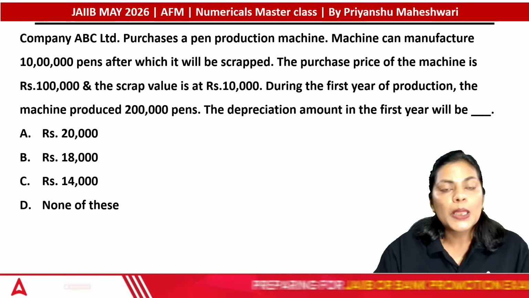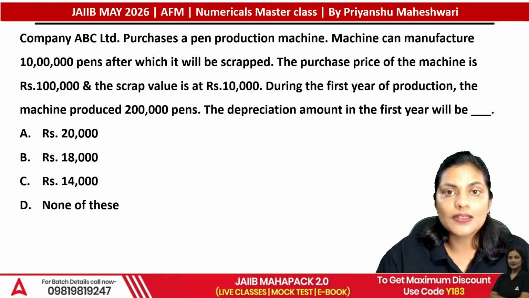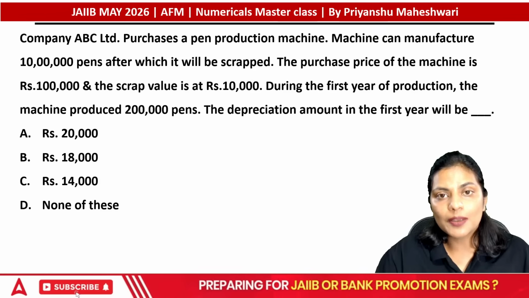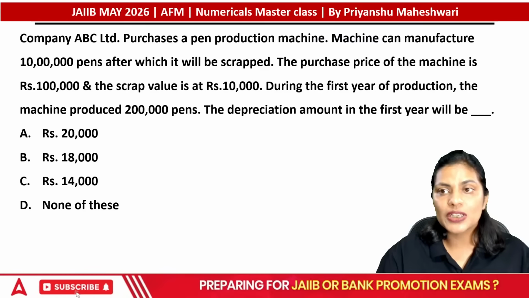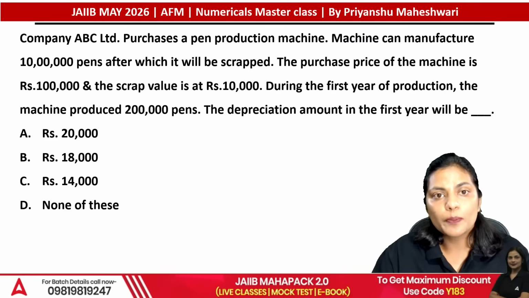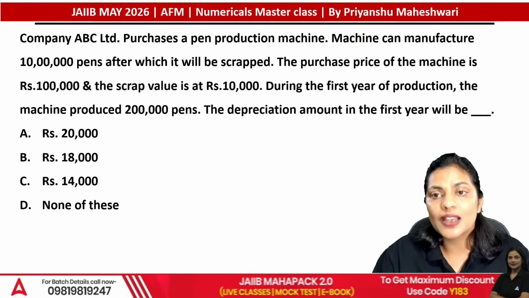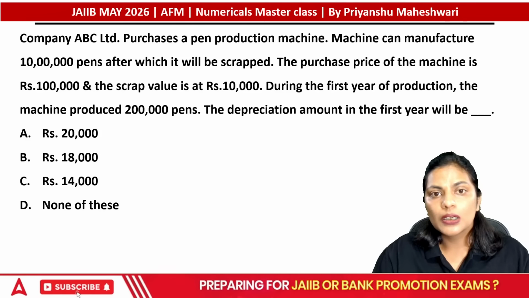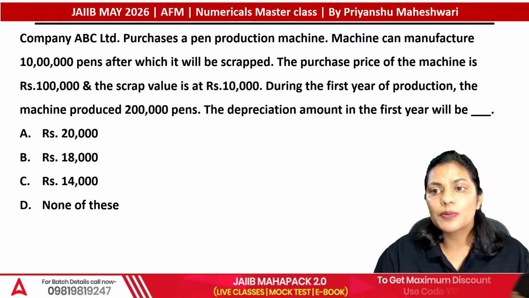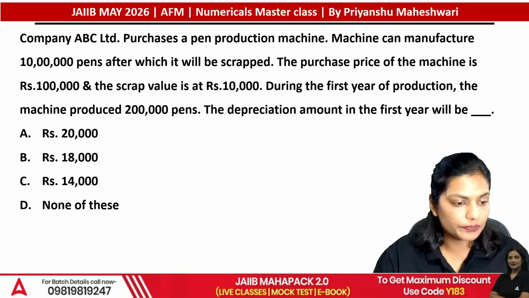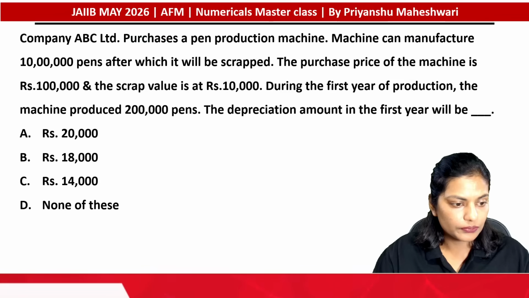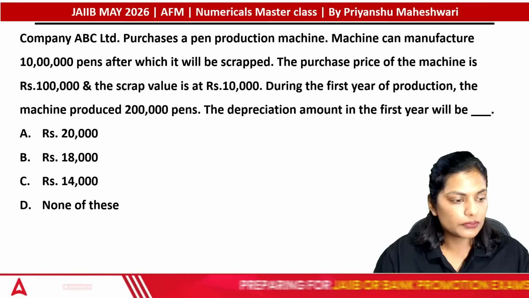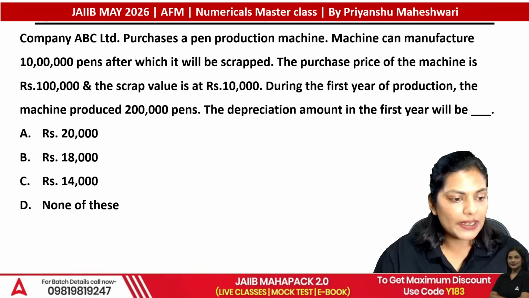Then the next one. Company ABC Limited purchases a pen production machine. Machine can manufacture 10 lakh pens, after which it will be scrapped. The purchase price of the machine is rupees 1 lakh and the scrap value is rupees 10,000. During the year of production, the machine produced 2 lakh pens. The depreciation amount in the first year will be. What would be the right answer?